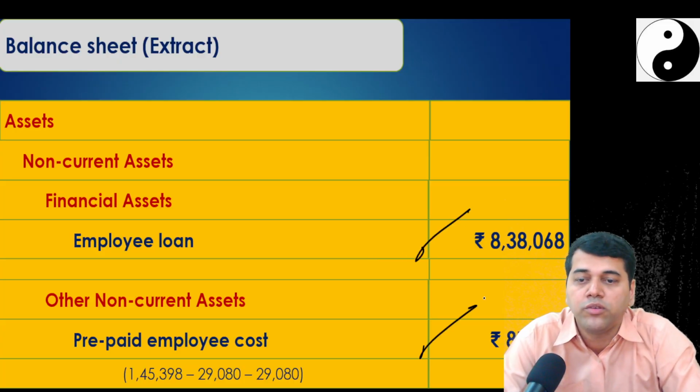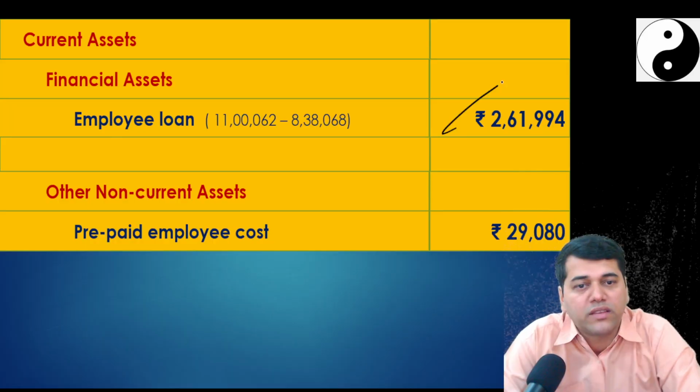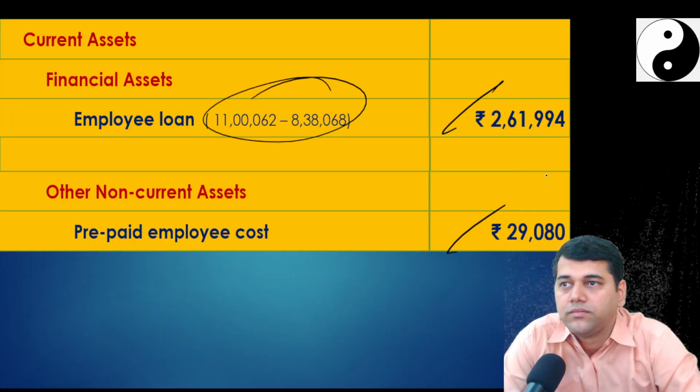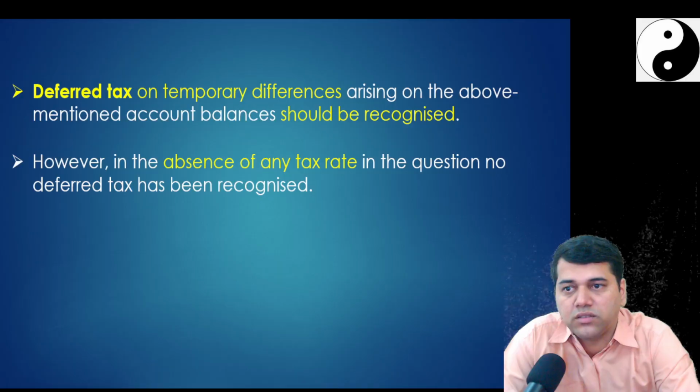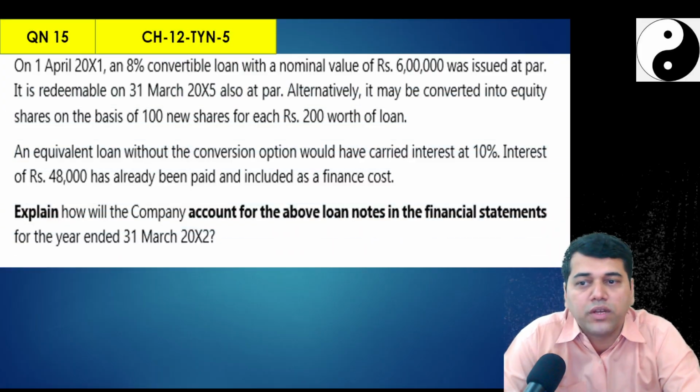8.38 is an employee loan, prepaid loan will be 87,238. Now the current assets will be 2,61,000, the balancing figure, and prepaid will be 29,080. Deferred tax part we can leave. Test your knowledge, they asked you one more version.